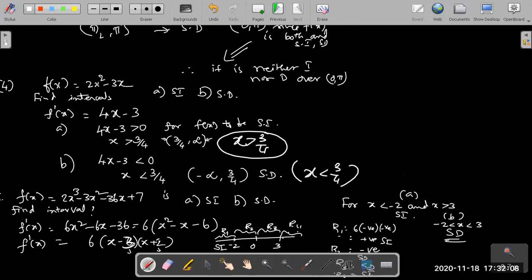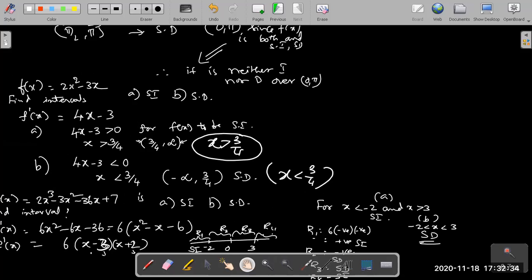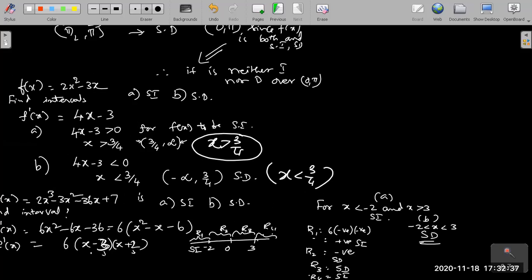So we consider regions 1, 2, 3, 4. For each region, we substituted one value in that region for x. So we substituted here, less than minus 2, for example, minus 3. Then the first one is negative, the second one is negative. Therefore, the total becomes positive. That's why in region 1, it is positive. In region 2, it is negative. Region 3, it is negative. So R2 and R3 is strictly decreasing. R1 and R4, it is strictly increasing. That's how we answered this fifth question.